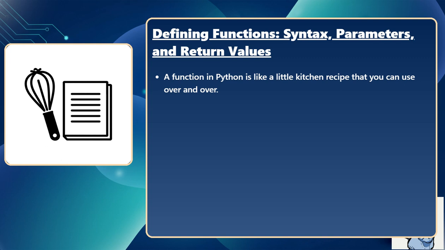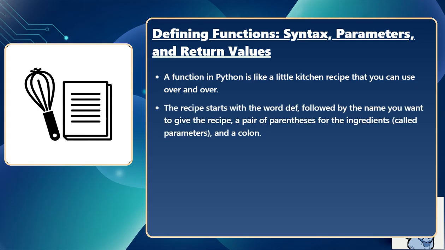A function in Python is like a little kitchen recipe that you can use over and over. The recipe starts with the word def, followed by the name you want to give the recipe, a pair of parentheses for the ingredients called parameters, and a colon. After the colon, you write the steps, each indented one level.